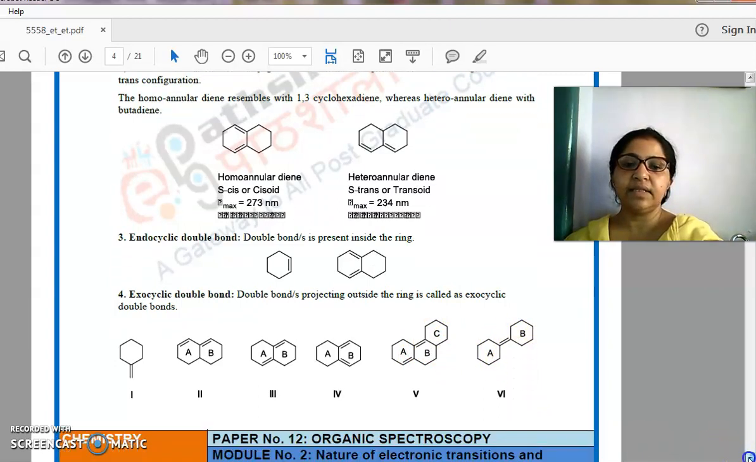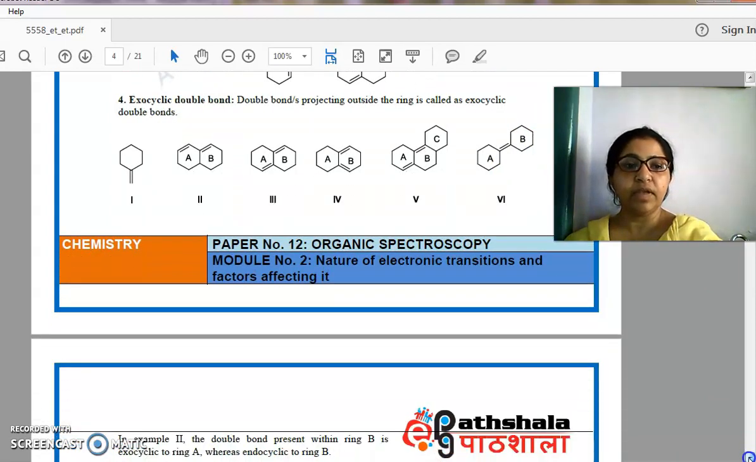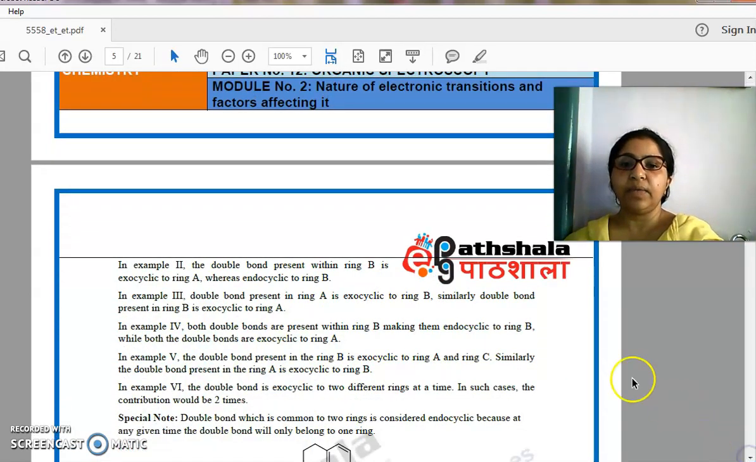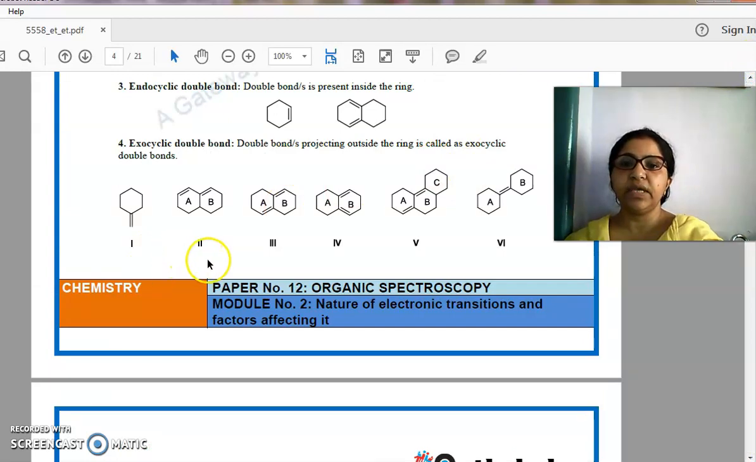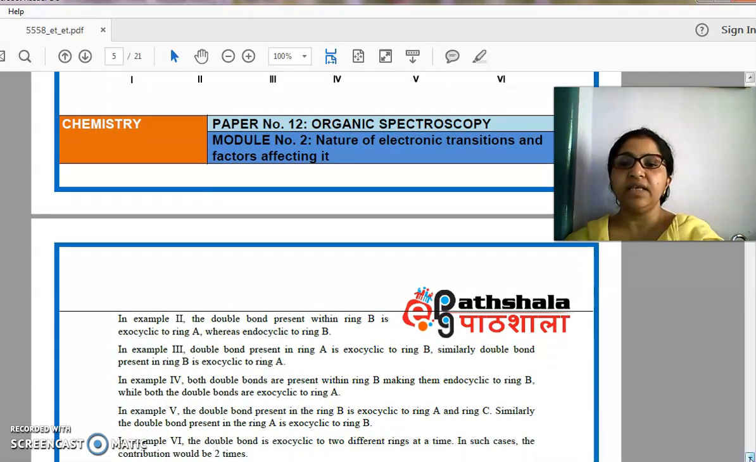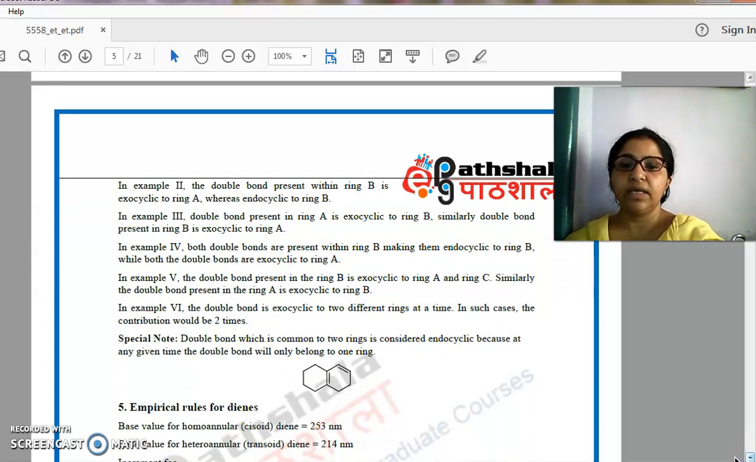So these are some of the terminologies you have to know when you will be given a compound to calculate the lambda max. Now come to the specific examples. Example 2. How do you correlate this one? The double bond present within the ring B is exocyclic to A. We have already discussed all this, so I will not go word to word.